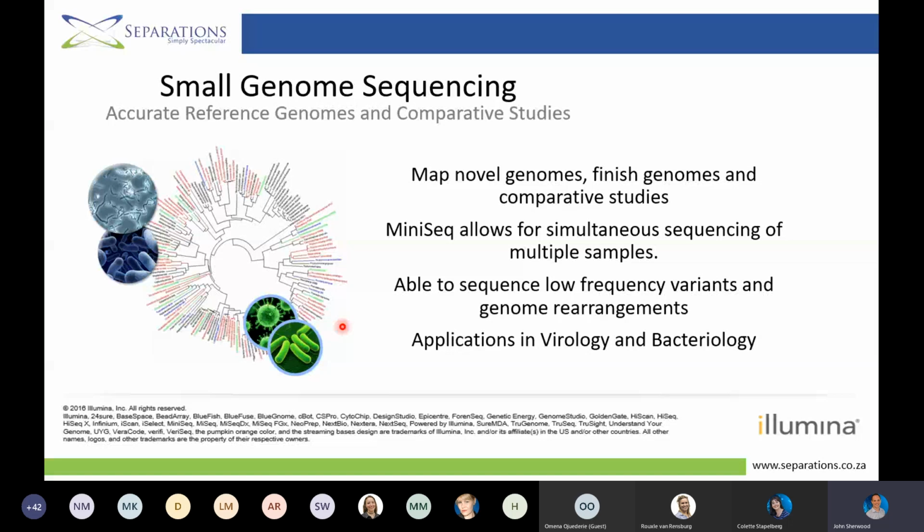The MiniSeq, of course, allows for simultaneous sequencing of multiple samples, and because of that higher throughput, it allows you a bit more flexibility in small genome sequencing as well. So there are a couple of library prep kits which are obviously compatible with small genome sequencing. And one of the kits that you would probably use for this purpose on the MiniSeq would be the Nextera DNA Flex, which Maria discussed in session 1.